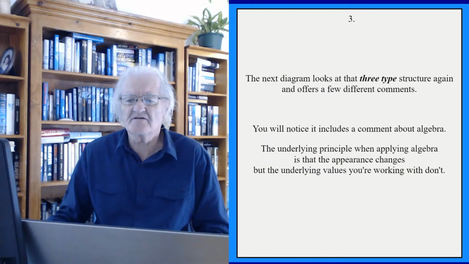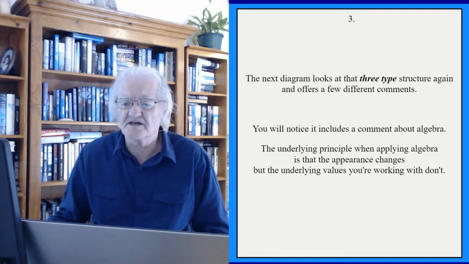The next diagram looks at three-type structure again. That offers a few new comments. You will notice it includes a comment about algebra. The underlying principle when applying algebra is that the appearance changes, but the underlying values you're working with don't.